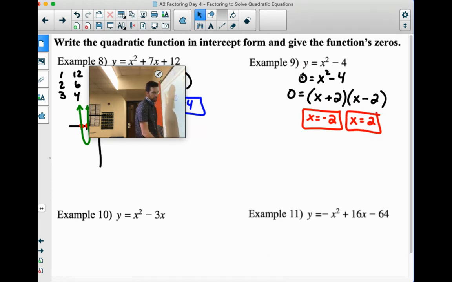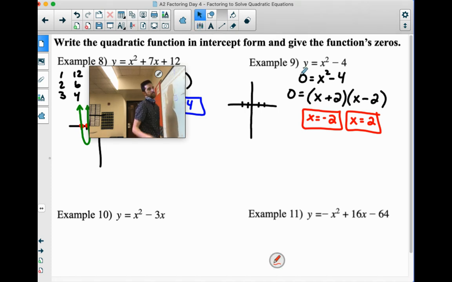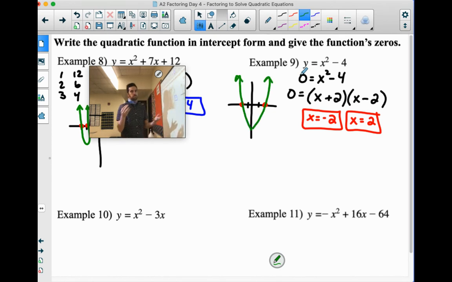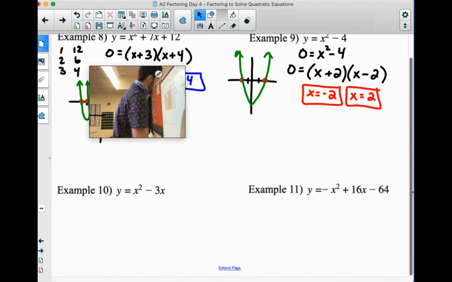Again, picture this as a graph. They're intersecting the x-axis at negative 2 and positive 2. So the graph would look something like that. You've already done the graphing. Now we're just doing the factoring part of it. A little bit easier than graphing, in my opinion.